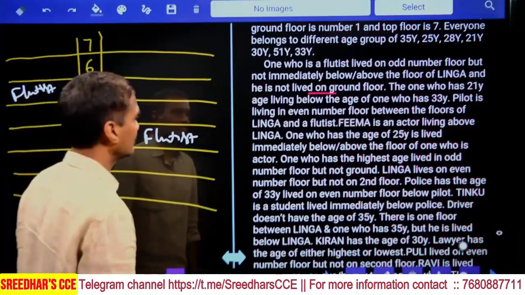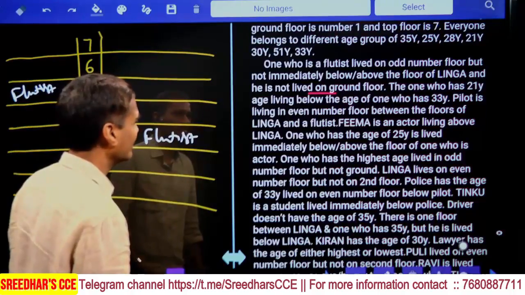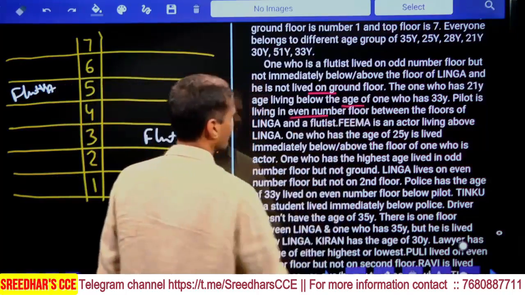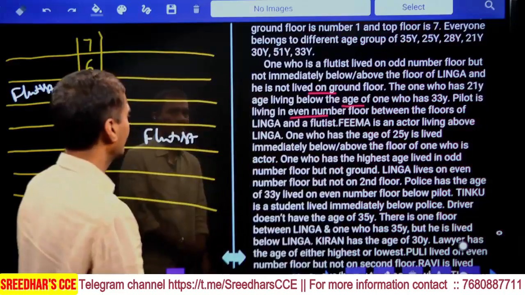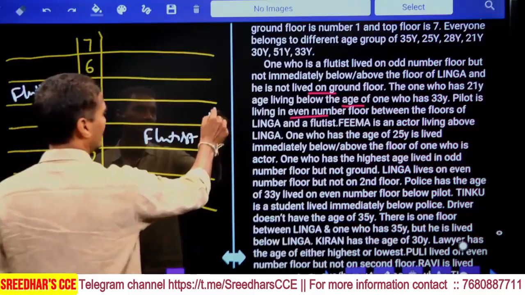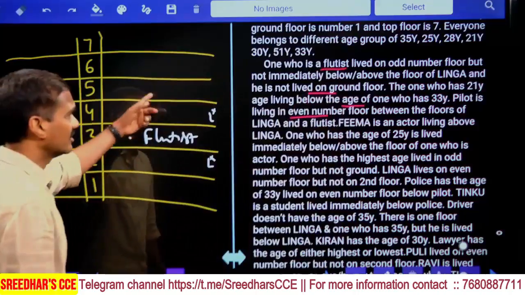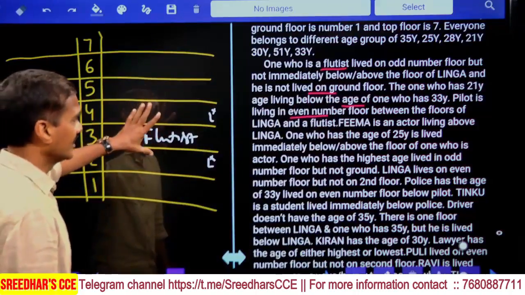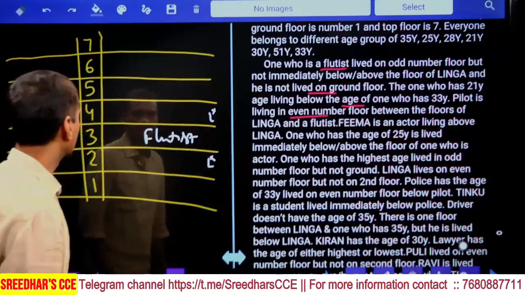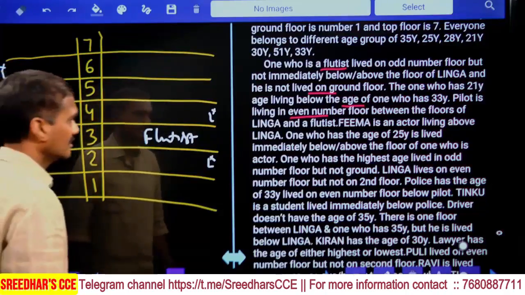Then the one who is 33 years of age, the pilot, is living on an even number floor between the floors of Linga and the flutist. First, Linga cannot be in these 2 places. Why can Linga not be in these 2 places? Because the one who is a flutist lives on an odd number floor but not immediately above or immediately below Linga, and is not living on the ground floor. So Linga cannot be in these two places, right?